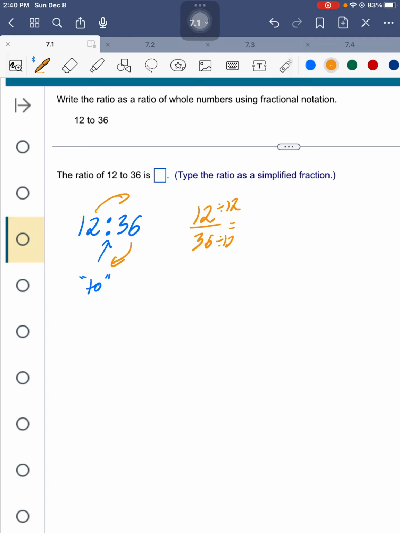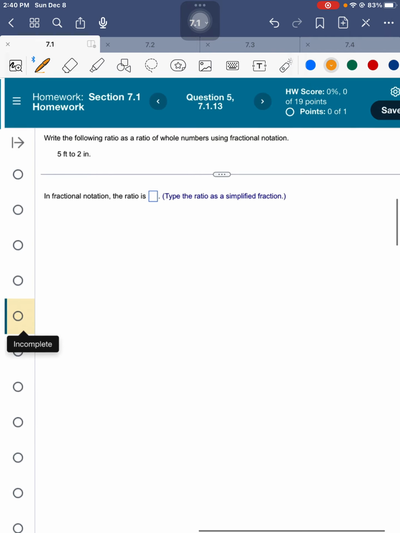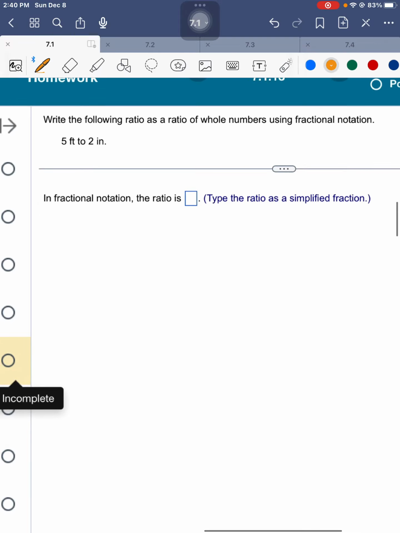But we need to simplify that. The greatest common factor of 12 and 36 is 12. So it's going to be 1 over 3. So your answer is 1 over 3. They want it as a simplified fraction. Okay? So next question. Write the following ratio of whole numbers using fractional notation.